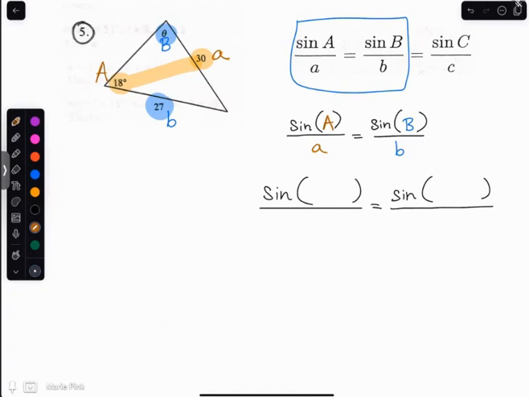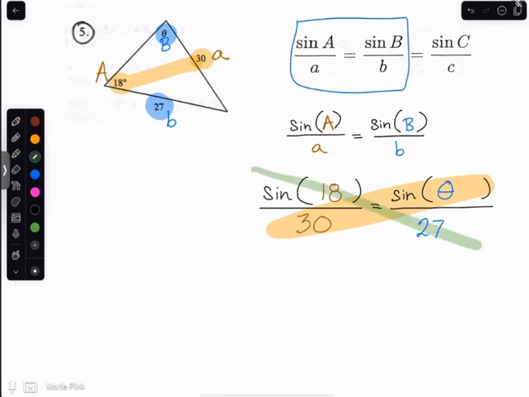So sine of angle A, well, angle A is 18 degrees, and side A is 30. And then for my B's, the angle B I don't know, so I'm going to put theta, and side B is 27. Okay, so I'm going to go ahead and cross multiply here. So I'm going to do the stuff going this way first. And then I'm going to have that equal to the stuff that goes this way.